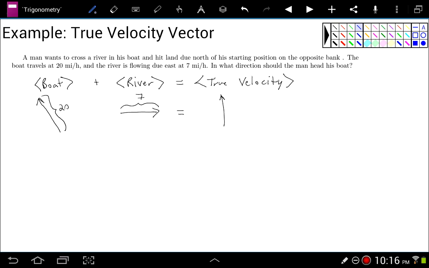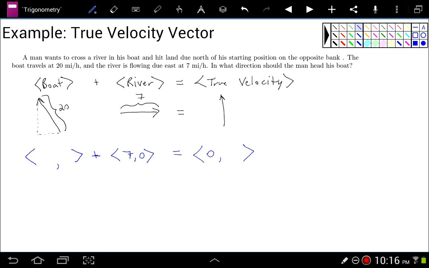So now if we set this up with vector arithmetic, we can start to fill in some pieces, right? So this vector would be written component-wise like this, and we don't know either one of the components, right? We don't know the horizontal or the vertical yet, so we'll see if we can figure those out. The river vector, however, we do know is exactly 7 horizontal and 0 vertical. Now the true velocity we don't know, however, we do know that it has a 0 horizontal, right, because it's completely vertical vector.